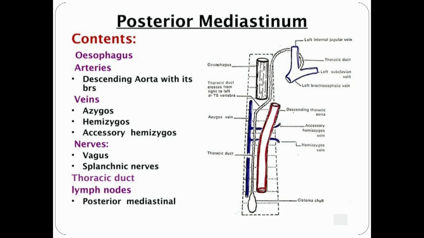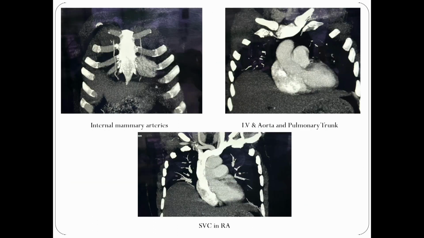Now the posterior mediastinum, it contains the esophagus, the descending thoracic aorta and its branches. The azygous, hemiazygous and accessory hemiazygous veins are the vascular contents of the posterior mediastinum.